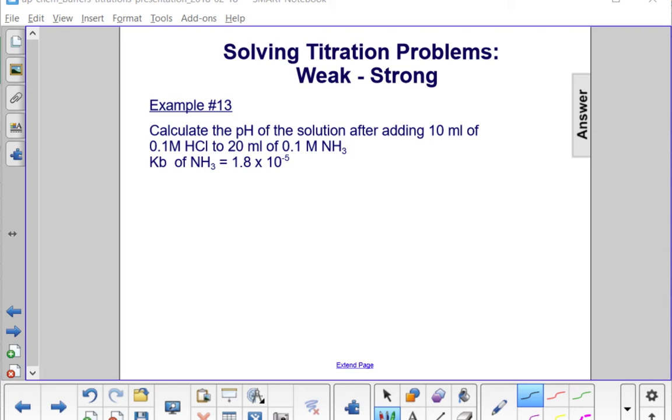Example number 13. Calculate the pH of the solution after adding 10 milliliters of 0.1 molar HCl to 20 milliliters of 0.1 molar NH3. The Kb of NH3 is 1.8 times 10 to the minus 5.